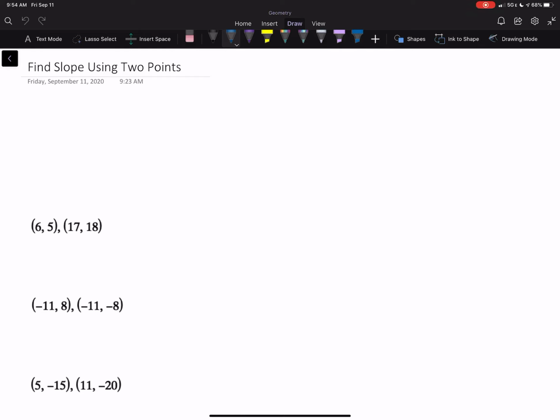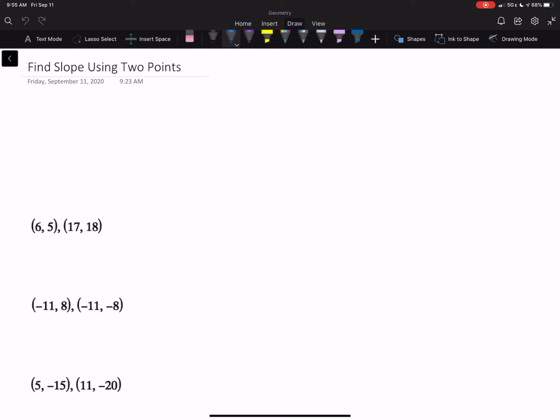Okay, we can find the slope using 2 points on a graph or on a line. So if we know 2 points, we can use those to find the slope without actually even using a graph at all. Now in theory, you could plot these points and then graph them, and then use the method for a graph where you just count up and over, rise over run.